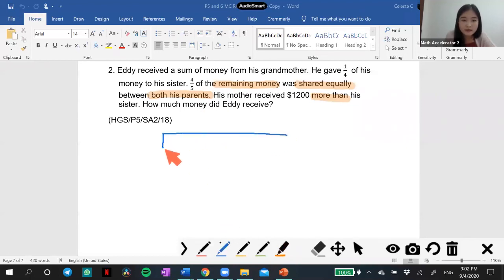Right, so don't panic. Why is this question so long? Just start with the model first, right? And you slowly start to understand what they're asking you for. So this is all of his money. 1/4 was given to the sister. Alright, so this is the sister. And then 4/5 of the remaining. 1, 2, 3. I need 5. So drop it down.